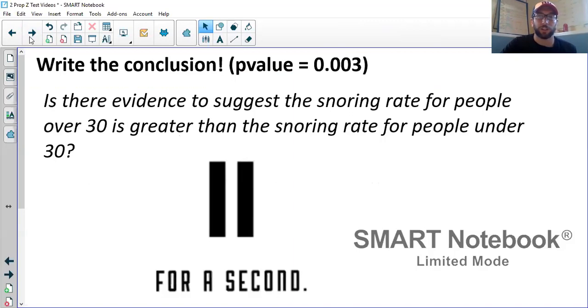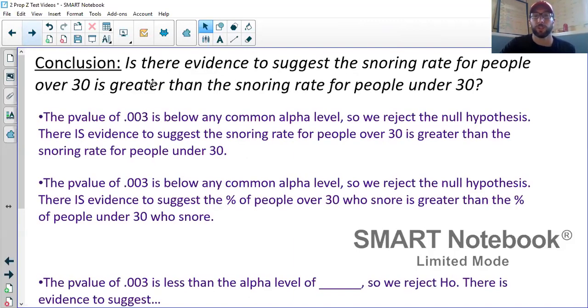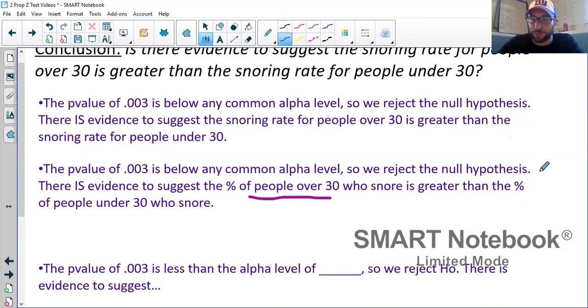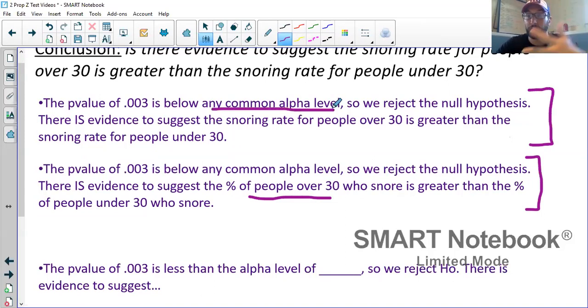All right, let's check it out. So nothing new here. That's the biggest thing I want you to take away. You could write a conclusion for every single hypothesis test in all of AP statistics after we did one. So at the top, I've just phrased this two different ways. If you happen to look back at your notes, if you had written the percent of people over 30, under 30 wording, maybe you wrote this conclusion. If you use snoring rates, this. Notice I said that the p-value is below any common alpha level, that 0.01, 0.05, 0.10, those three common alpha levels we choose. And that wording is fine.